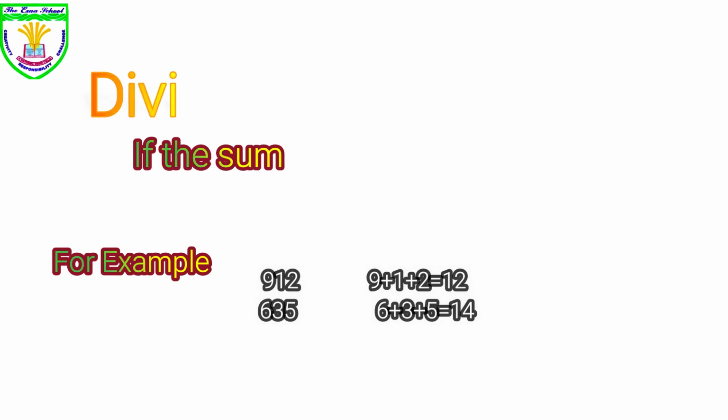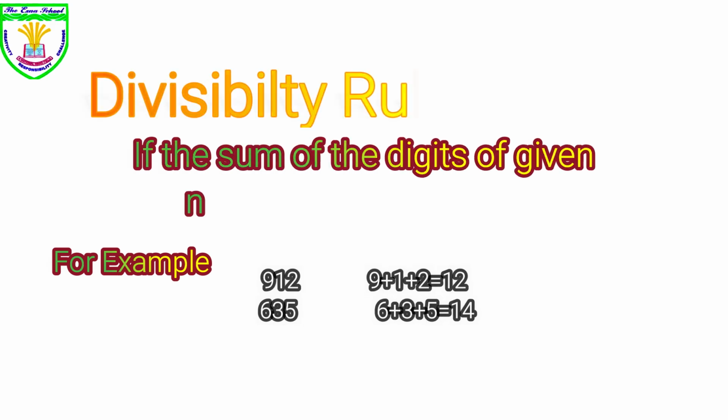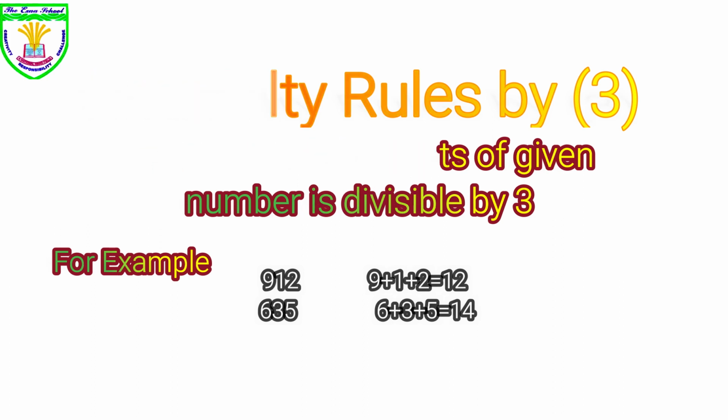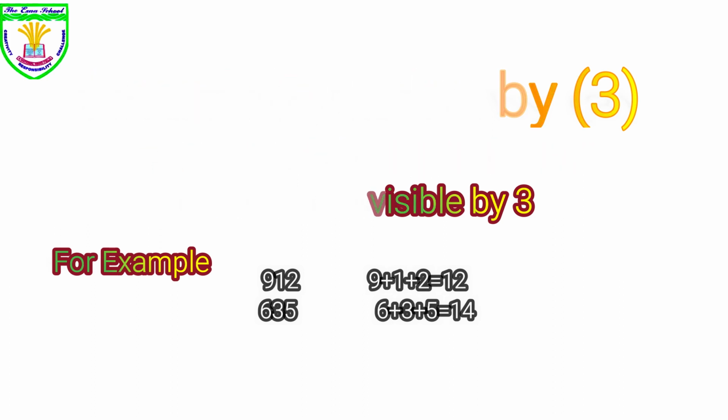Now let's take another example, 635. We will add the digits of 635. 6 plus 3 plus 5 is 14. Now we know that 14 is not divisible by 3, so the number 635 is not divisible by 3.